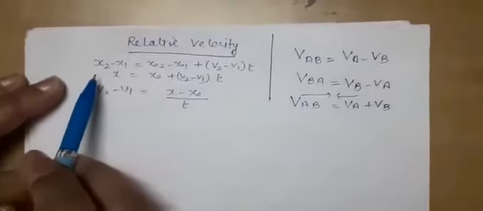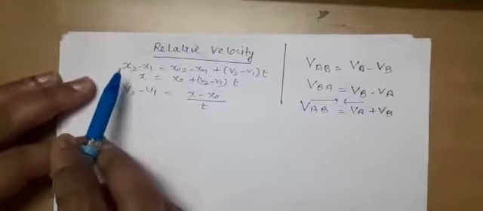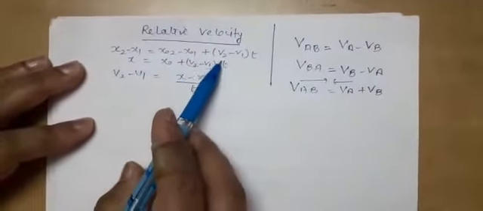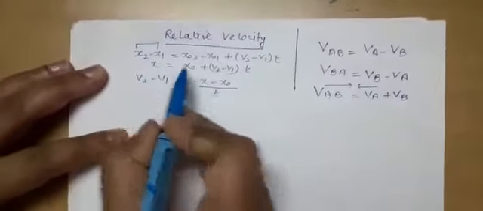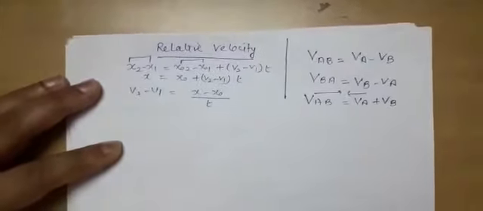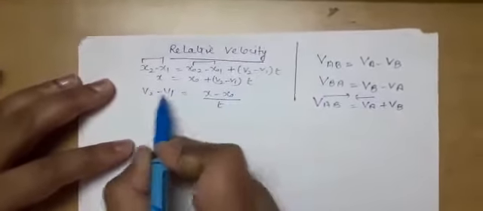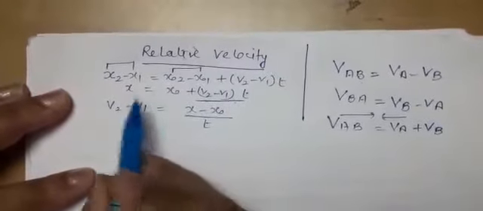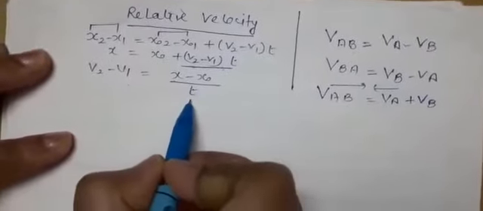We have also derived the expression for relative velocity, where we found that x2 minus x1 is x0 2 minus x0 1 plus v2 minus v1 into t. If we take x2 minus x1 as x and x0 2 minus x0 1 as x0, we can represent the same relation in this manner. From here we can calculate the relative velocity of the second body with respect to the first, which as per the equation comes out to be x minus x0 upon t.